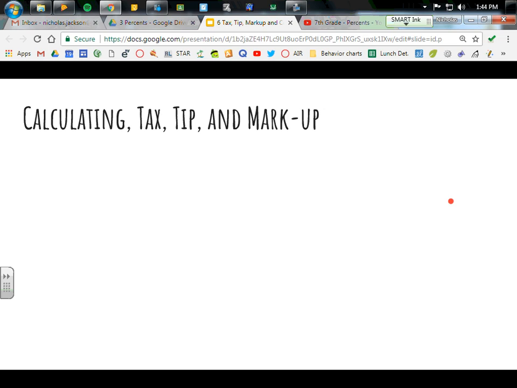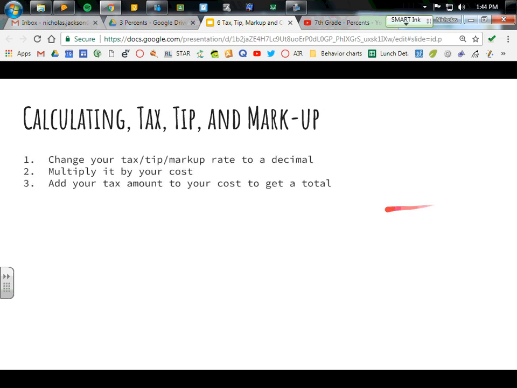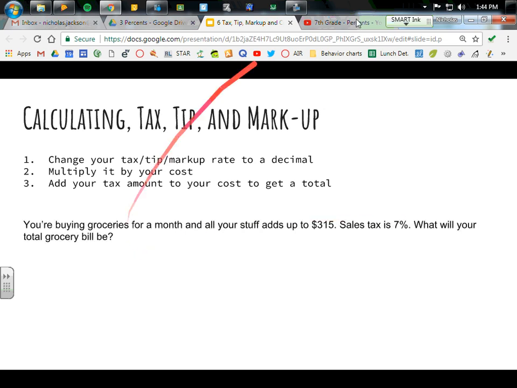All right, tax, tip, and markup are all kind of done the same way. So the first thing you need to do is change your tax, tip, or markup rate to a decimal. The second thing you're going to do is multiply it by your cost. Then finally, you're going to add your amount that you came up with to your cost to get a total. So let's look at a few examples.